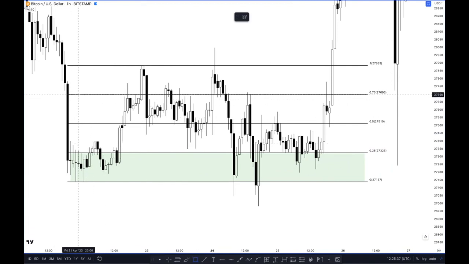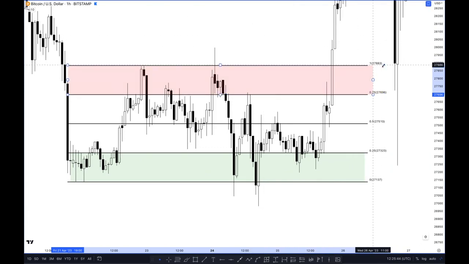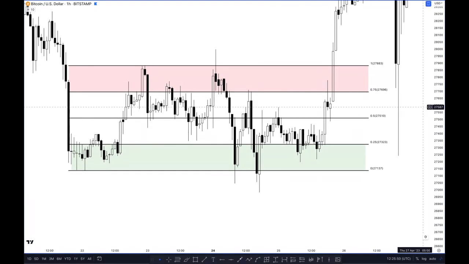Then, if you did buy, where would you target? You would target the top end of the range, which is known as the premium zone. You can mark that in red. Very simply, that is how you trade a range. Okay? Now, the part I want to talk about here is the 20% rule.